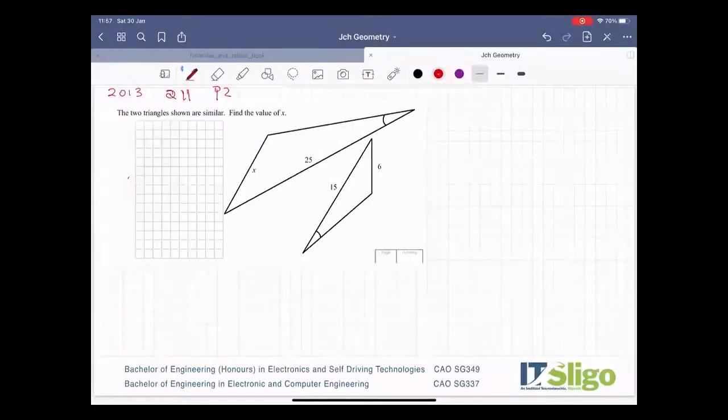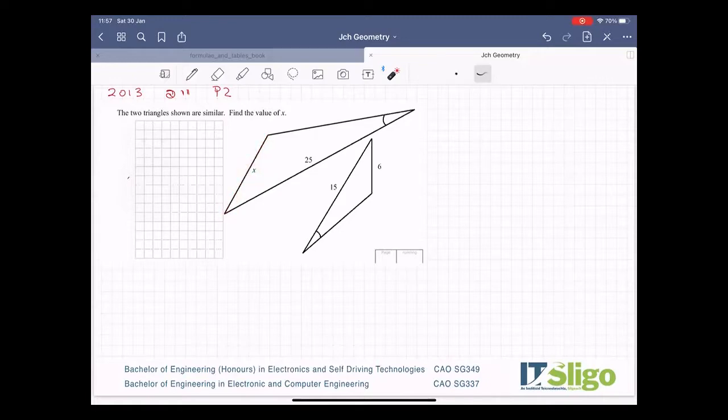Okay, let's look at this question on similar triangles. So it's from the 2013 paper 2, Question 11. The two triangles shown are similar. Okay, so that's good. We don't have to prove that they're similar. It's told us they're similar. And it's asking us to find the value of x, which is the length of this side here. So find the value for x.